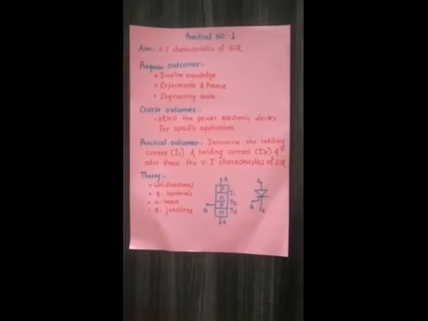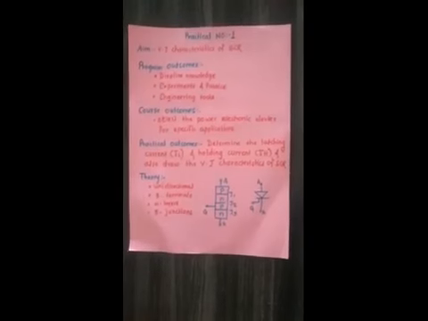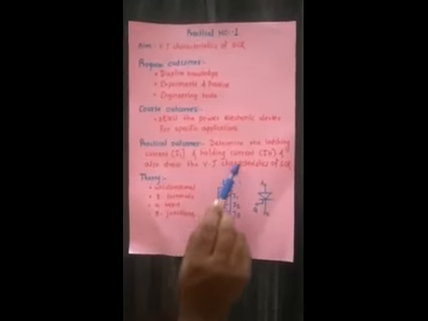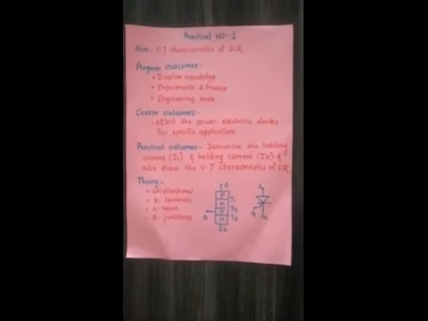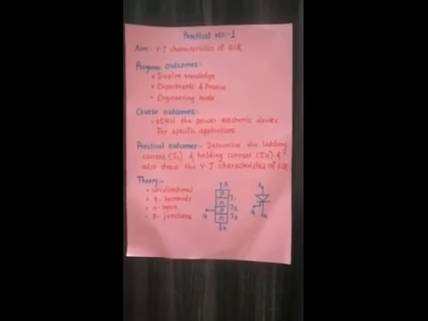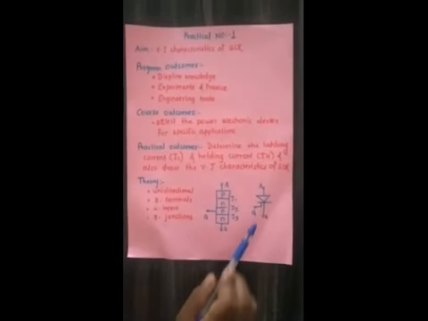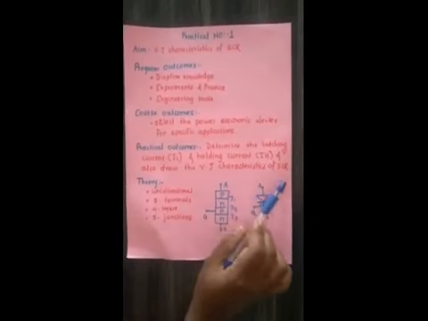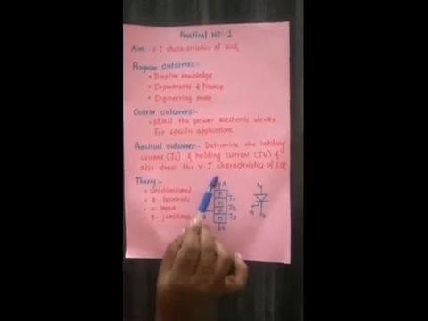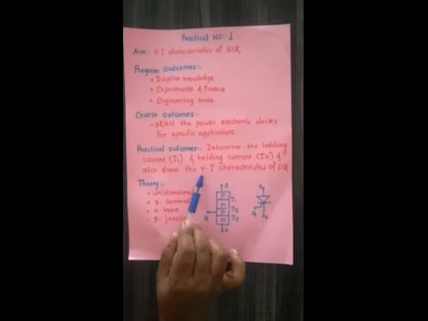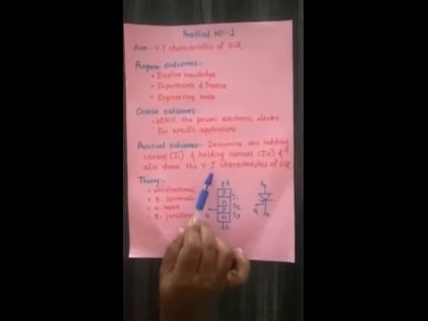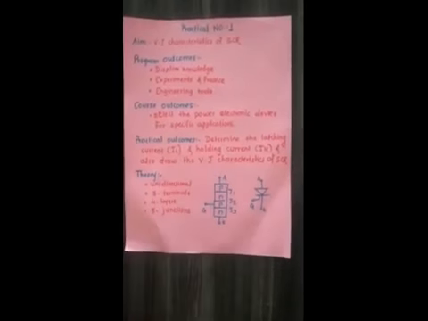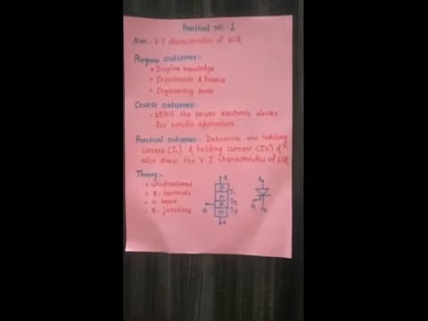This latching current is nothing but the minimum amount of current that latches the SCR in on state. And this holding current is nothing but the minimum amount of current that holds the SCR in on state. And after studying this practical, you can also draw the VI characteristics of SCR, that is voltage versus current characteristics. This voltage is nothing but anode to cathode voltage, and this current is nothing but the anode current flowing from anode to cathode.